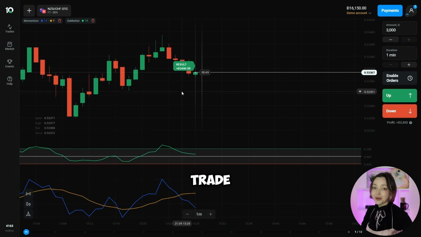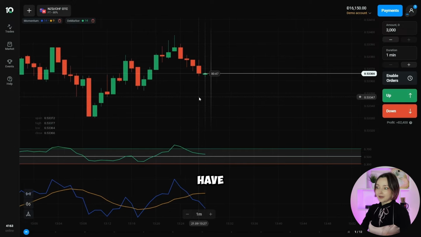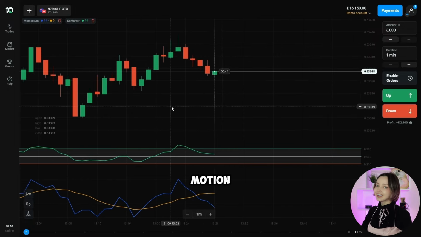Great, this is the second trade in a row to close in a profit. We have captured a very strong downward motion. Let's carry on.